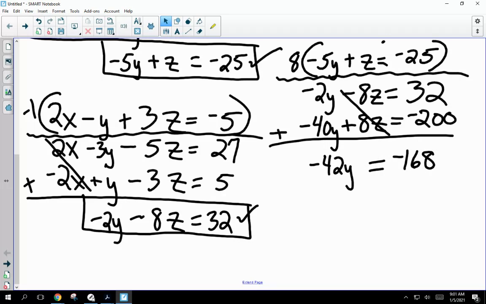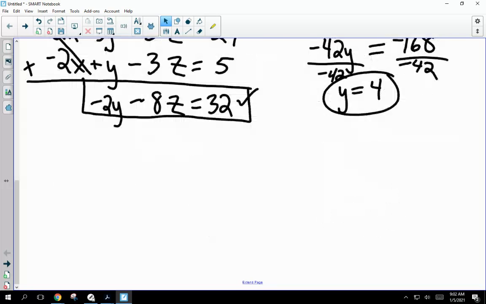And this is where I'm going to divide 168 divided by 42, and I get 4. So negative 42 on each side. I had to use my calculator there. So y equals 4. And that, we know by looking at the homework, is correct.